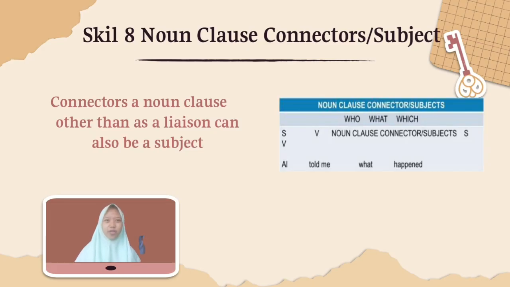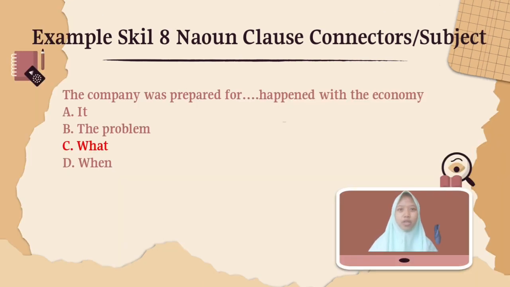Skill 8. Noun clause connector as subject. A noun clause, other than as an object, can also be a subject. The connectors consist of who, what, and which. The company we repeat for blank happened with the economy. A. It. B. The problem. C. What. D. When. Just like the previous example, this question has the answer C. But do you know why the answer can be C?